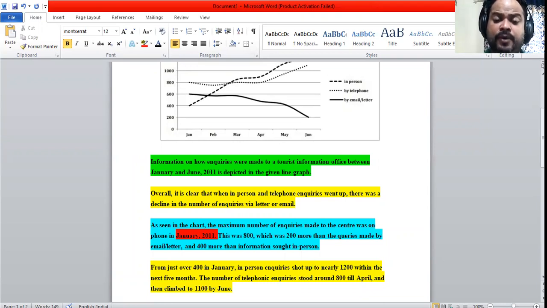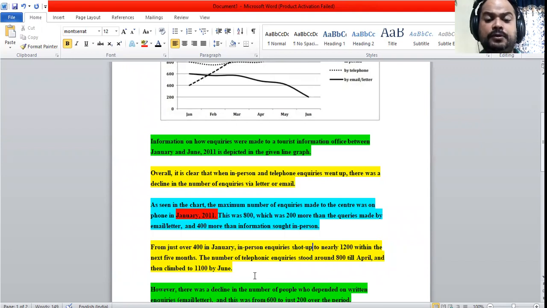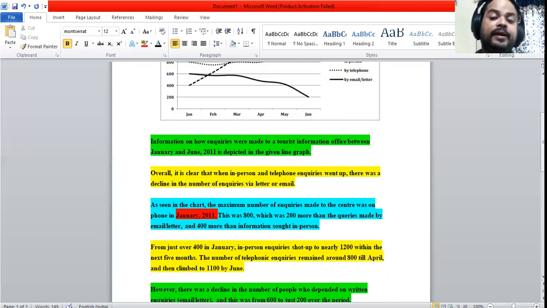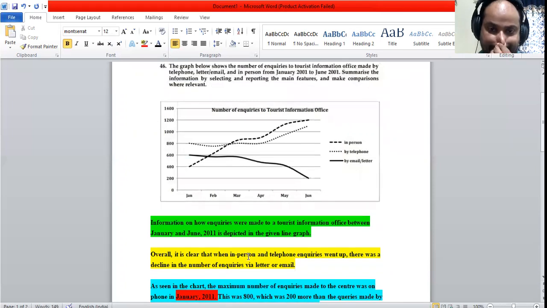The number of telephonic inquiries stood around 800 till April, and then climbed to 1100 by June. I have to make a small change here. The number of telephonic inquiries remained around 800 till April, and then climbed to 1100 by June. You can say almost 1100.